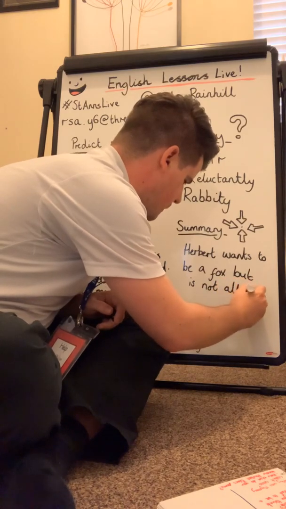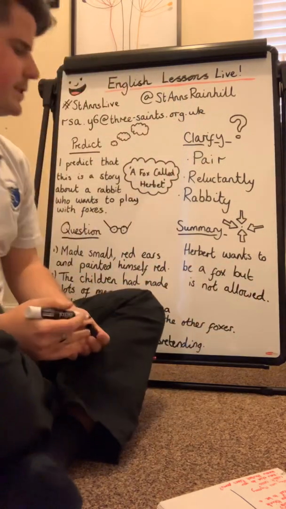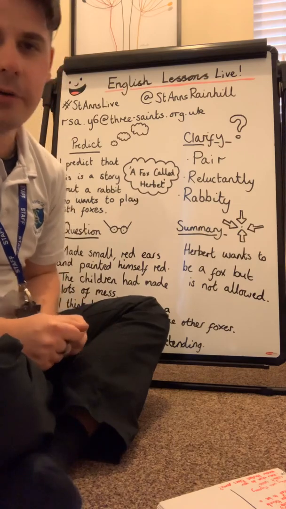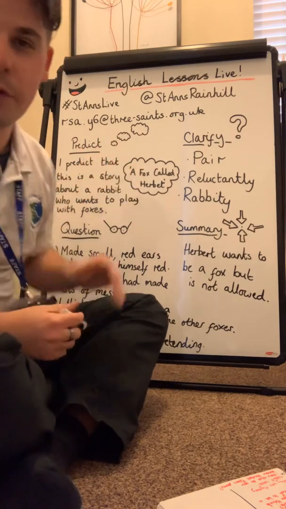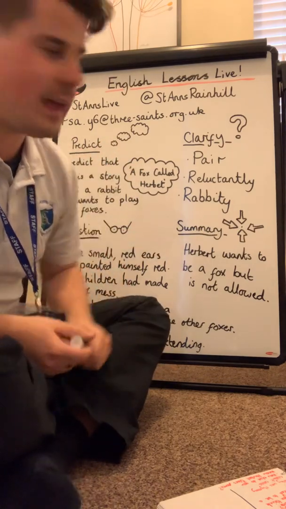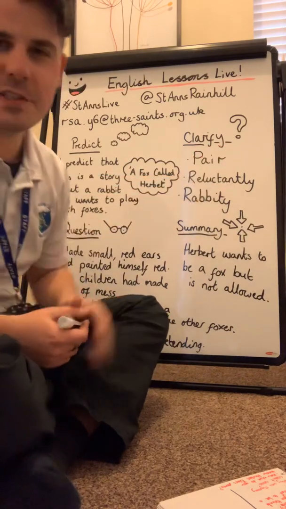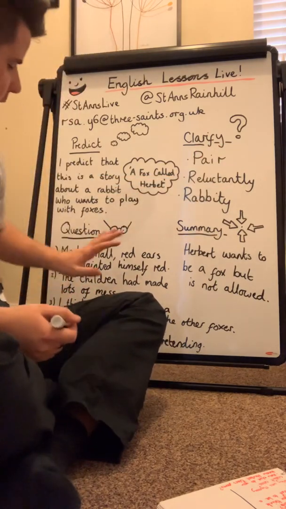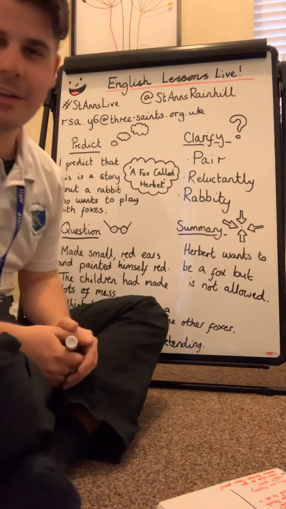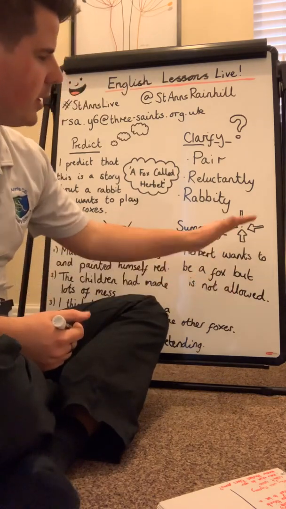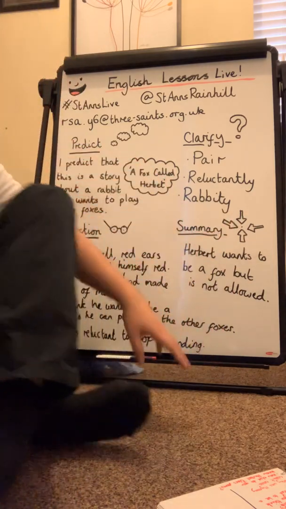There we go. So, everyone, we have now predicted what we thought was going to happen. We've read the text. We've clarified some key vocabulary. We've answered some questions about our text. And we've summarised our text. I think that is a really good reading lesson.